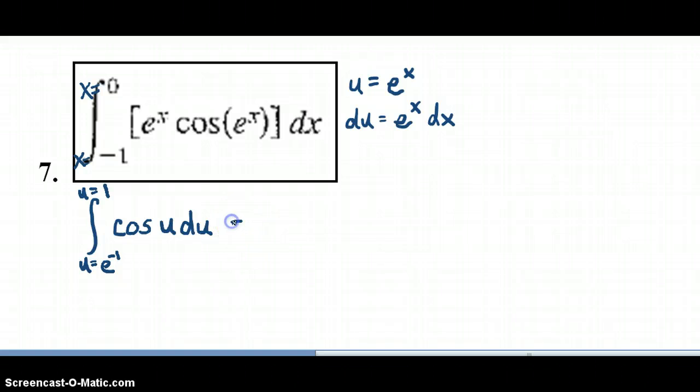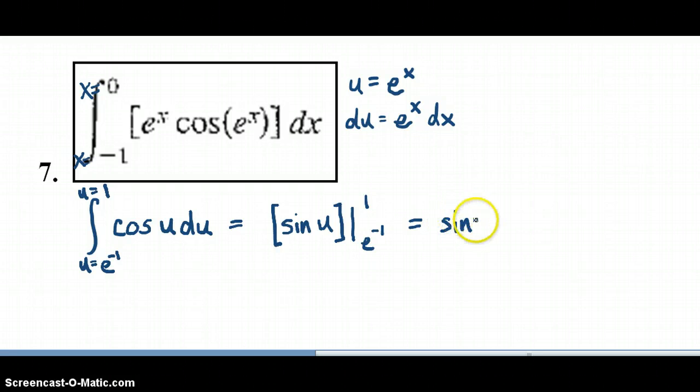Now we're ready to integrate. So the integral of cosine of u is simply sine of u. And we're going to evaluate that from e to the negative 1 power to 1. So we get the sine of 1 minus the sine of e to the negative 1. And that could be rewritten as the sine of 1 minus the sine of 1 over e.